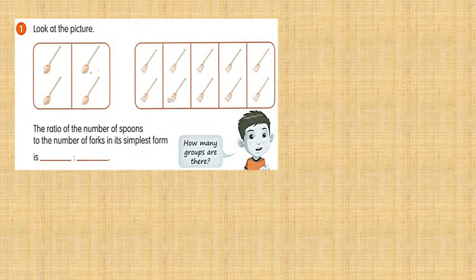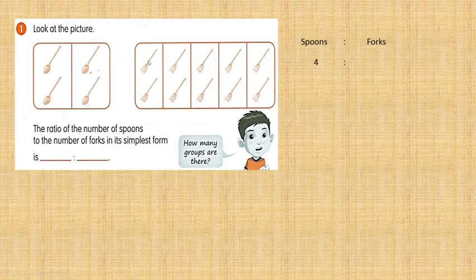Let's go to question number 3 here in the homework. Look at the picture. He needs to know the ratio of the number of spoons to the number of forks in its simplest form. So let's count them together. Spoons to forks. How many spoons do we have here? It's 1, 2, 3, 4. So just write down 4 and write down 2 here.